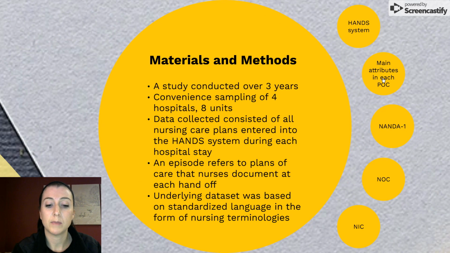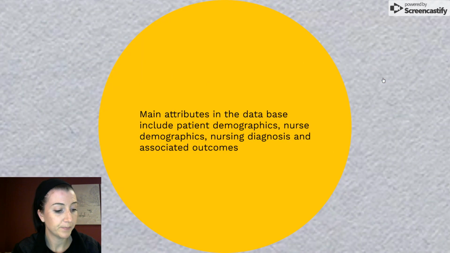Next, we'll talk about the main attributes in each plan of care and what they were looking for. The main attributes available in the database for each plan of care include patient demographics, nurse demographics, all nursing diagnoses, and associated outcomes and their ratings at the time of each handoff.